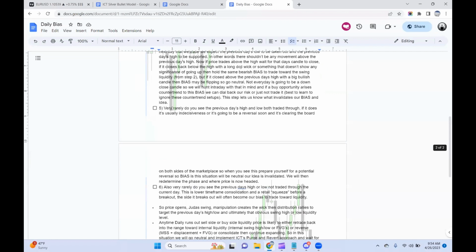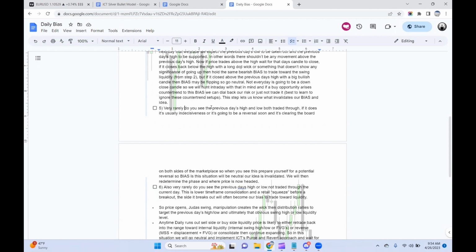Now, right here, very rarely do you see the previous day's high and low both traded through. If it does, it's usually indecisiveness or it's going to be a reversal soon, and it's just clearing the board on both sides of the marketplace. So when you see this, you want to prepare yourself for a potential reversal. So bias in this situation will be neutral. Our idea is invalidated unless it closes with that big long wick. But if it's invalidated, we will then redetermine the phase and where price is now headed.